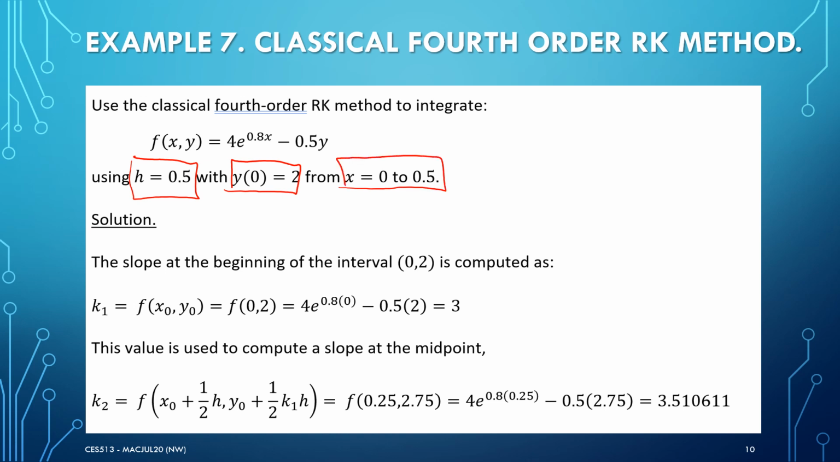For the solution using the fourth order Runge method, the slope at the beginning of the interval is computed as k1. k1 is equal to the function of x naught and y naught, using the initial condition of y0 equal to 2. So we get k1 equal to 3. This value is then used to compute a slope at the midpoint, k2. After doing the calculation, we get k2 equal to 3.510611.